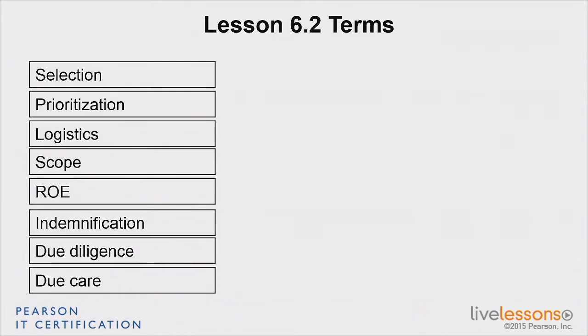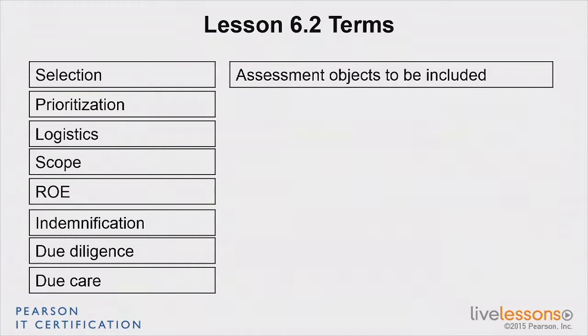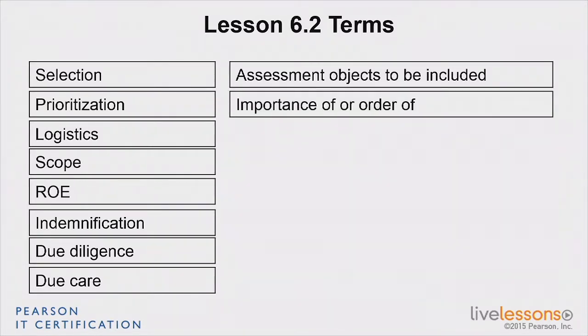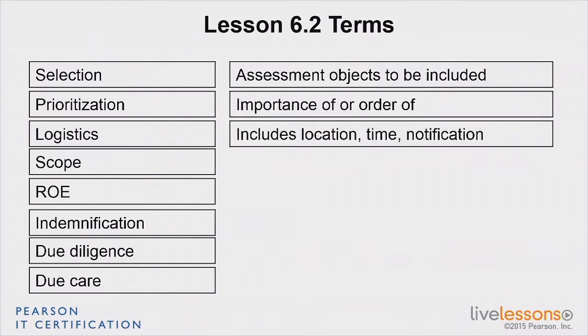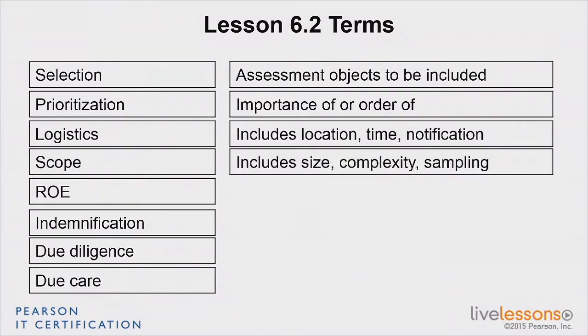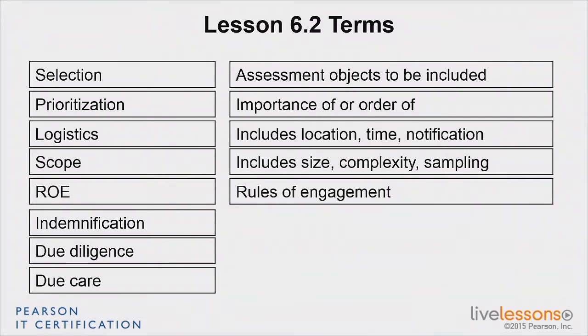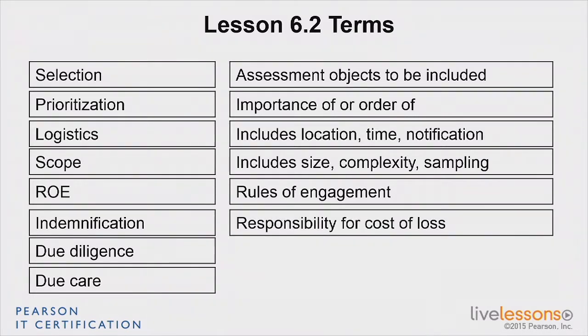All right, let's try our Lesson 6.2 terms. Selection, that's determining the assessment objects to be included. Our prioritization is the importance of or the order of. When we have a lot of assessments to do, we have to prioritize them. The logistics, well, logistics may include location, time, notification. The scope includes the size and the complexity, and if we're going to be doing any sampling. An ROE is a Rules of Engagement document. Indemnification is responsibility for cost of loss.